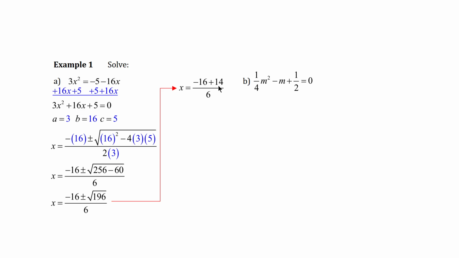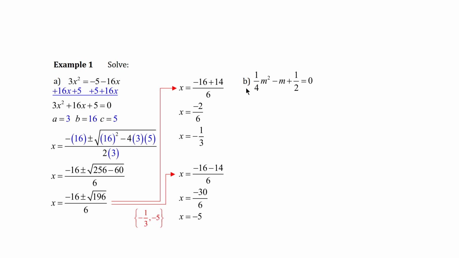From here, I'm going to break up the result into two separate equations. For the first equation, we have x equals negative 16 plus 14 over 6. And for the second equation, we get x equals negative 16 minus 14 over 6. Simplifying the first equation, we get x equals negative 2 over 6, which becomes negative 1/3. Simplifying the second equation, we get x equals negative 30 over 6, which becomes negative 5. So we have two solutions for this equation. We write it in set notation: curly bracket, negative 1/3, comma, negative 5, close curly bracket.